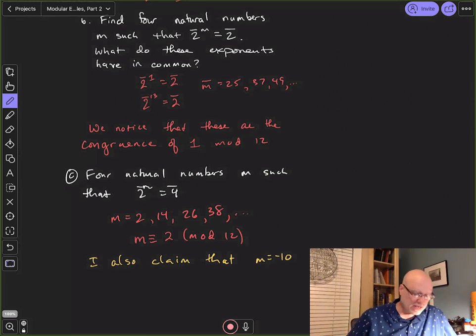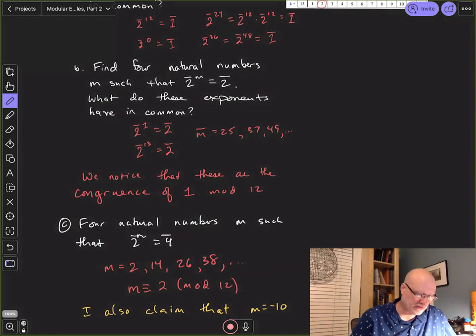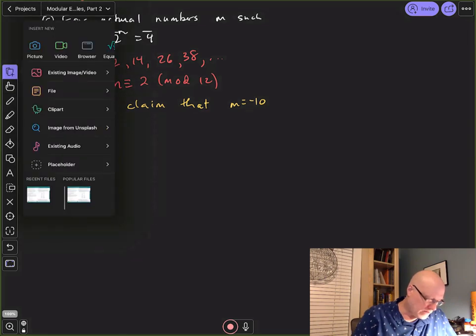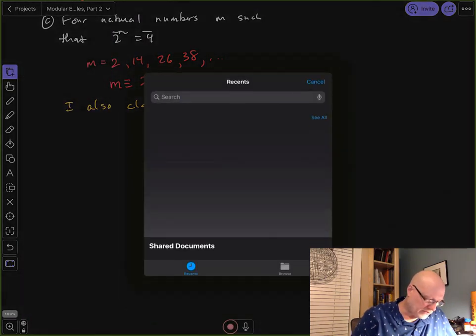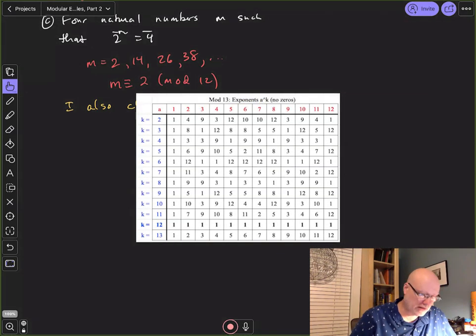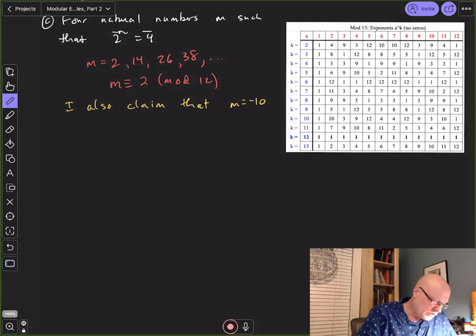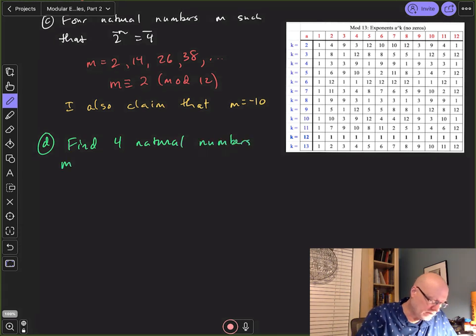Okay. Now, these first 4 are pretty straightforward. Let's add another version of my mod 13 table, so I didn't have to pull the other one down. So I'm going to consider a slightly different question, kind of a contrast to it. What if I want to find 4 natural numbers m such that 3 to the m equals 1.